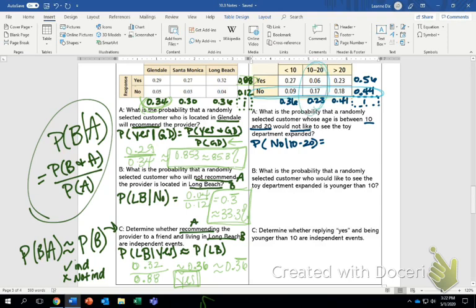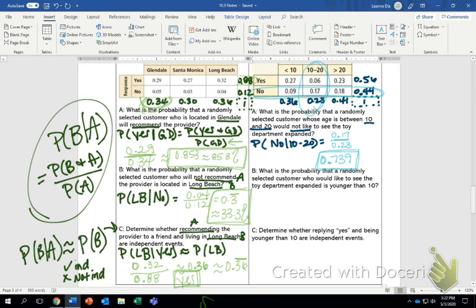Again, my overlapping circles is my numerator, 0.17, over my A events total, which is between 10 and 20. So that's going to be 0.23. Plug that into a calculator, and you should get 0.739 as a decimal, or 73.9%.